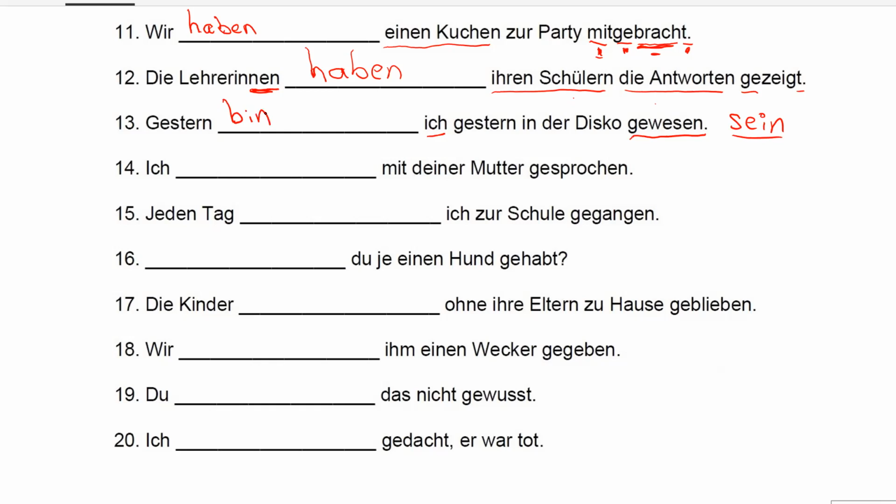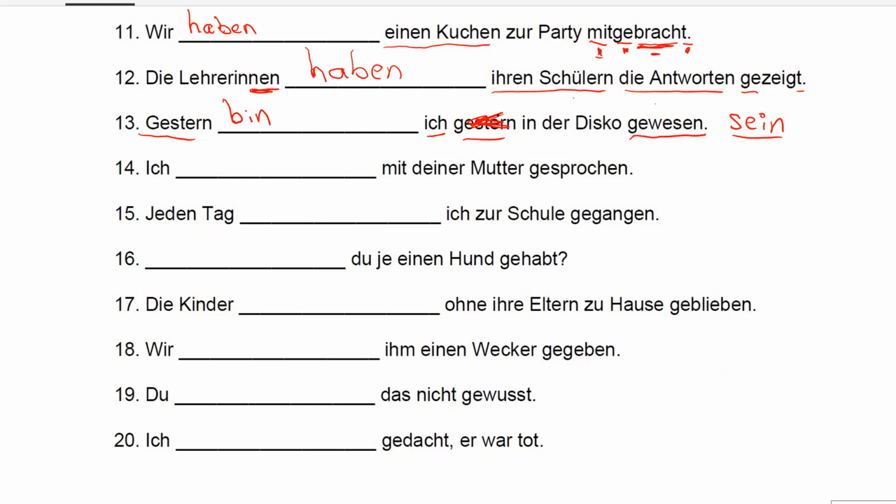Now, there is a typo in this one, so there is gestern on there twice. And basically the reason is that I originally wrote it as Ich bin gestern in der Disco gewesen, and then I rewrote it as Gestern bin ich in der Disco gewesen, and I forgot to take out the secondary gestern, so if you just get rid of that one, then the sentence is fine.